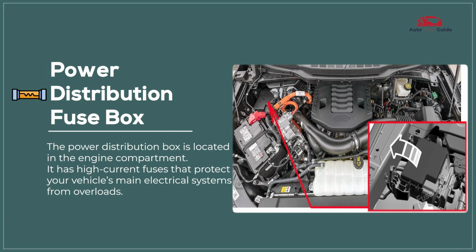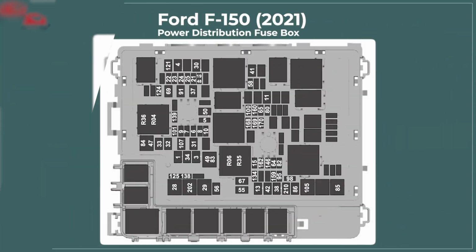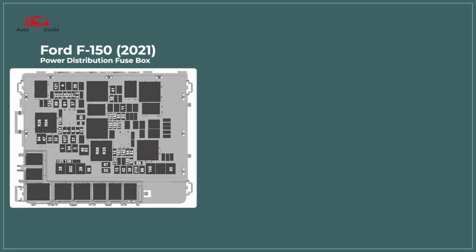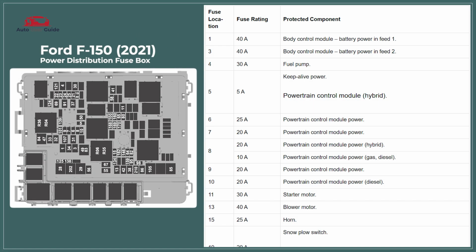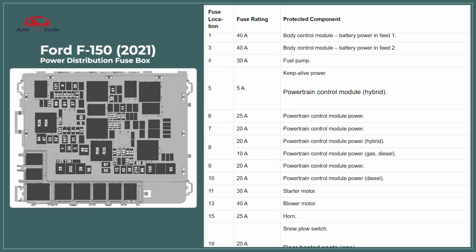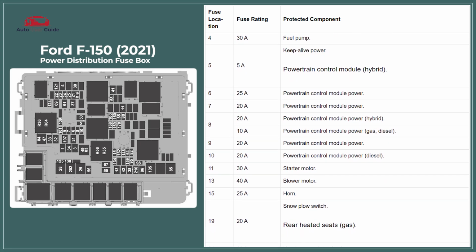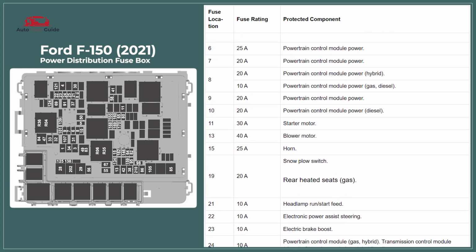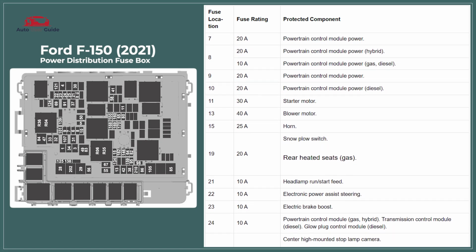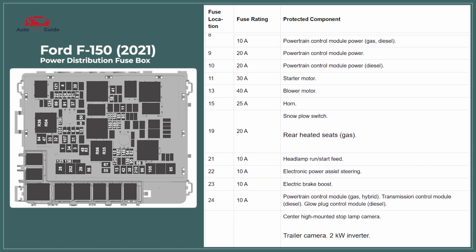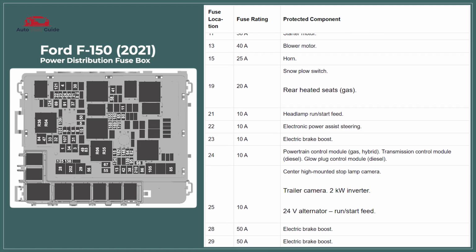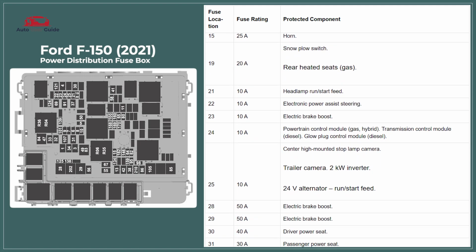Power distribution fuse box. The power distribution fuse box in the 2021 Ford F-150 manages high current circuits related to engine and drivetrain systems. It includes fuses and relays for components like the cooling fan, fuel pump, and electronic powertrain controls. This box ensures safe operation and overload protection of major underhood electrical systems. Clearly labeled circuits aid in diagnostics and maintenance.